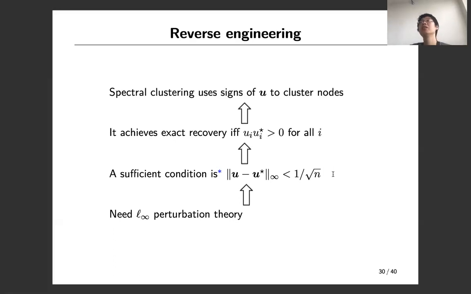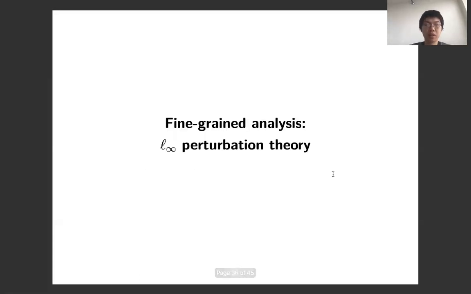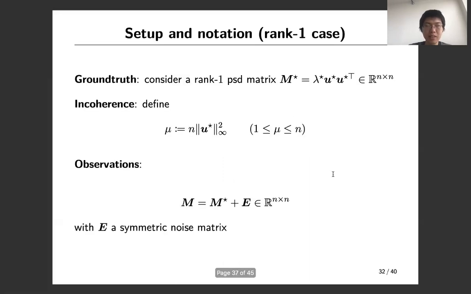So this motivates the third part of this section on spectral methods. We will introduce a fine-grained analysis, which I call the L infinity perturbation bound. As before, let me set up the framework and introduce a bit of notation. To simplify the presentation, I'm going to focus on the rank 1 case. That would suffice for us to understand the spectral method for community detection.